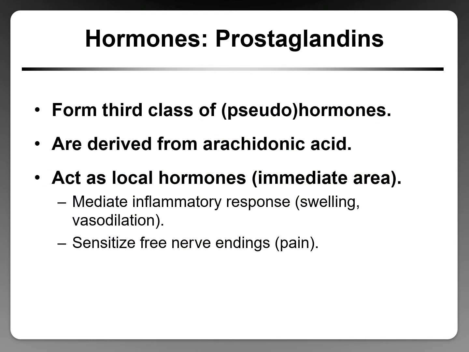So, now let's look at our hormones more specifically. The first one will be our prostaglandins. These are going to form a third class of what we refer to as pseudohormones. They are going to be derived specifically from arachidonic acid, and these are going to act as local hormones. This means they will only work in the immediate area, so they are not true hormones. These mostly are going to work to mediate inflammatory responses like swelling and vasodilation, and sensitize our free nerve endings, or to tell us about pain in the particular area.